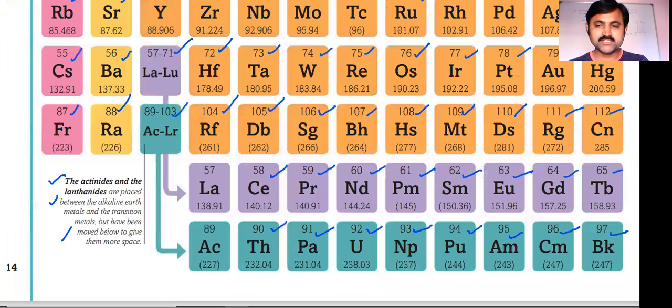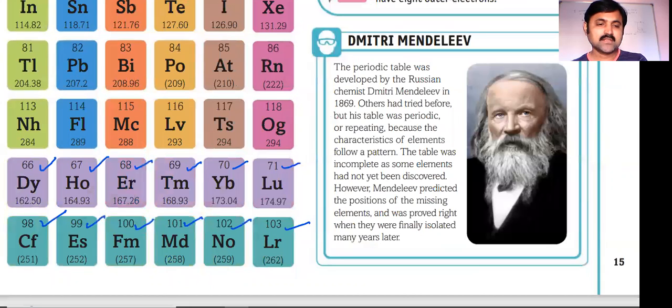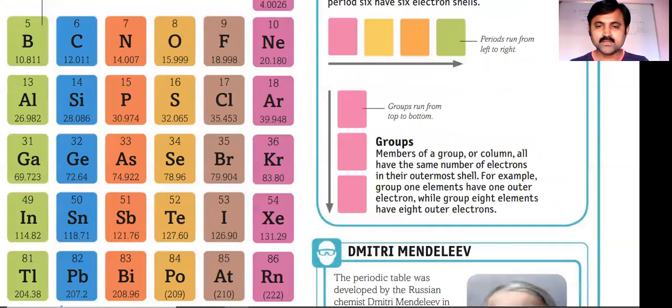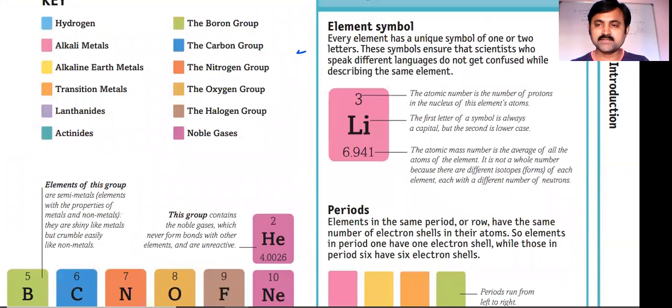Moving on to some additional things. After copernicium, we have 113, the newly added elements: Nh, Fl, Mc, Lv, Ts, and Og. These were also added recently. What we understand from this is that every element in the periodic table has a unique symbol of one or two letters. These symbols ensure that scientists who speak different languages do not get confused while describing the same element.